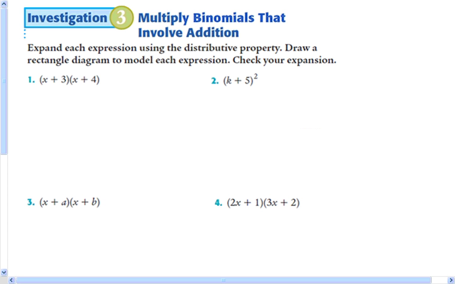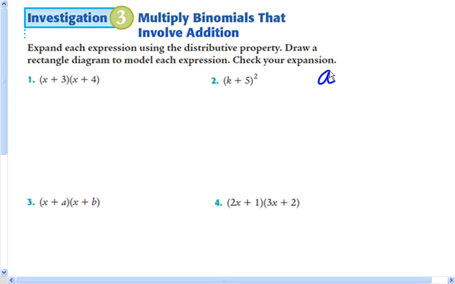All right, this is lesson 523. We're going to learn how to multiply binomials that involve addition. We're going to use the distributive property now. We're going to use the rectangle diagrams just to make sure we're doing it correctly, because we're familiar with that from the last lesson. But remember, the distributive property in a simple form is this.